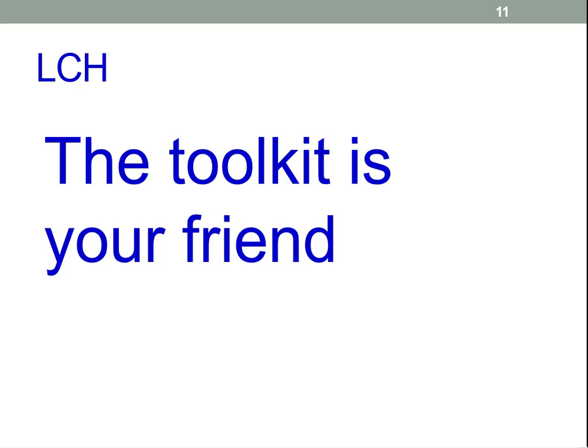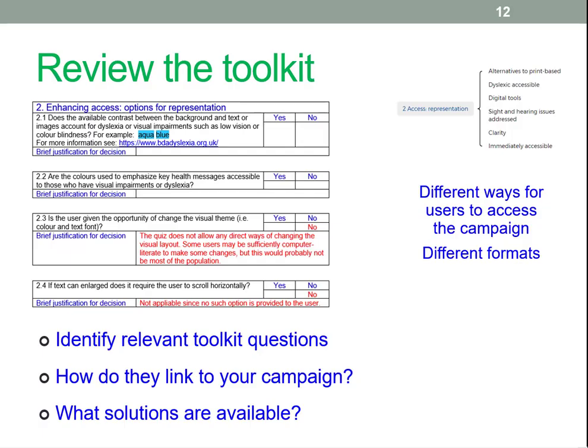The toolkit is your friend. You should be familiar with the toolkit. We'll have a review of it next time we meet, or if you're watching this afterwards, last time we met. Review the toolkit to remind yourself of the relevant questions in terms of access, and there are some examples here. Representation, that is different ways for the user to access the campaign, is generally what we're talking about. And here we're focusing on ensuring ease of access for as many users as possible.